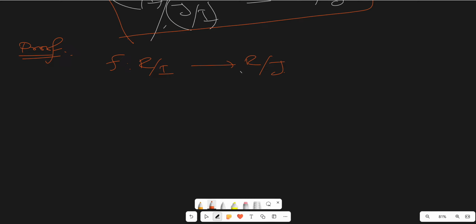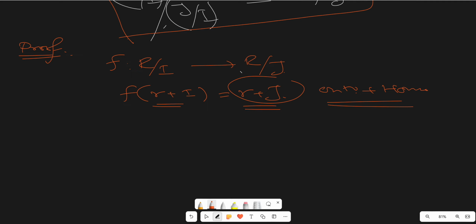Let's look at how we will define this function: f of R plus I is equal to R plus J. This is a very natural map, right? You can verify this is onto also. Clearly this is onto, because you take any R plus J, and you just give a pre-image here. So it is onto plus a homomorphism, because this is very easy. I don't want to waste time here proving this kind of thing. So R plus I goes to R plus J. Okay, this is an onto ring homomorphism.